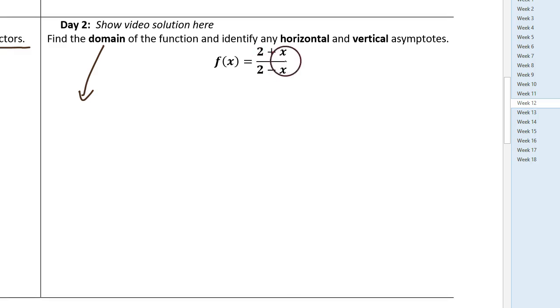This is a rational function, meaning it has a fraction and there's a variable in the bottom. So we cannot use any number for x that would make a 0 in the denominator. Well, 2 subtract 2 would make a 0, so x cannot be 2. So our domain is all reals except for 2.